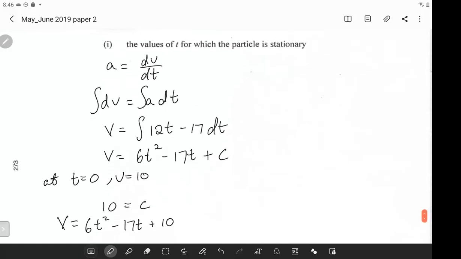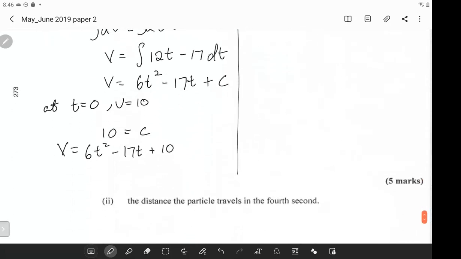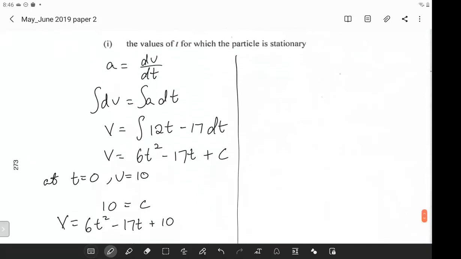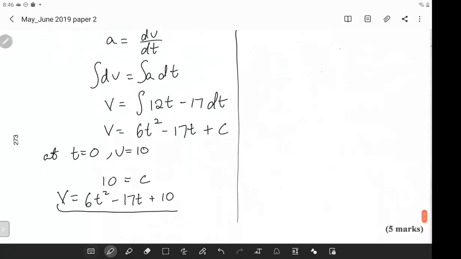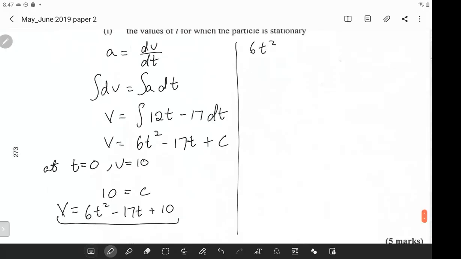Now they want to know where the particle is stationary. That means that the velocity is 0. So all we need to do is find the stationary points. Sorry, my bad. Stationary means that we are not moving. So that means v is 0. So they want the roots of this equation. Right? They want the roots of this equation. So we have 6t squared minus 17t plus 10 equals 0.